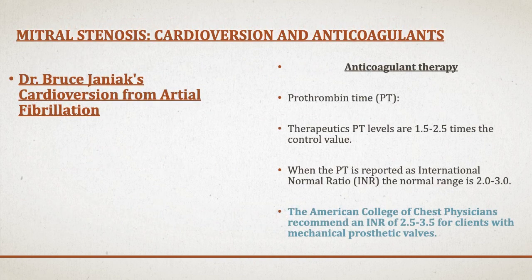So as you review your PowerPoints, be sure to click on the link here to look at a cardioversion in real time of a client with atrial fibrillation. When we talked about your anticoagulant therapy, once again, your therapeutic levels are going to be 1.5 to 2.5 for your PT. Your INR, however, should be 2.5 to 3.5 on those clients who have a prosthetic valve replacement.